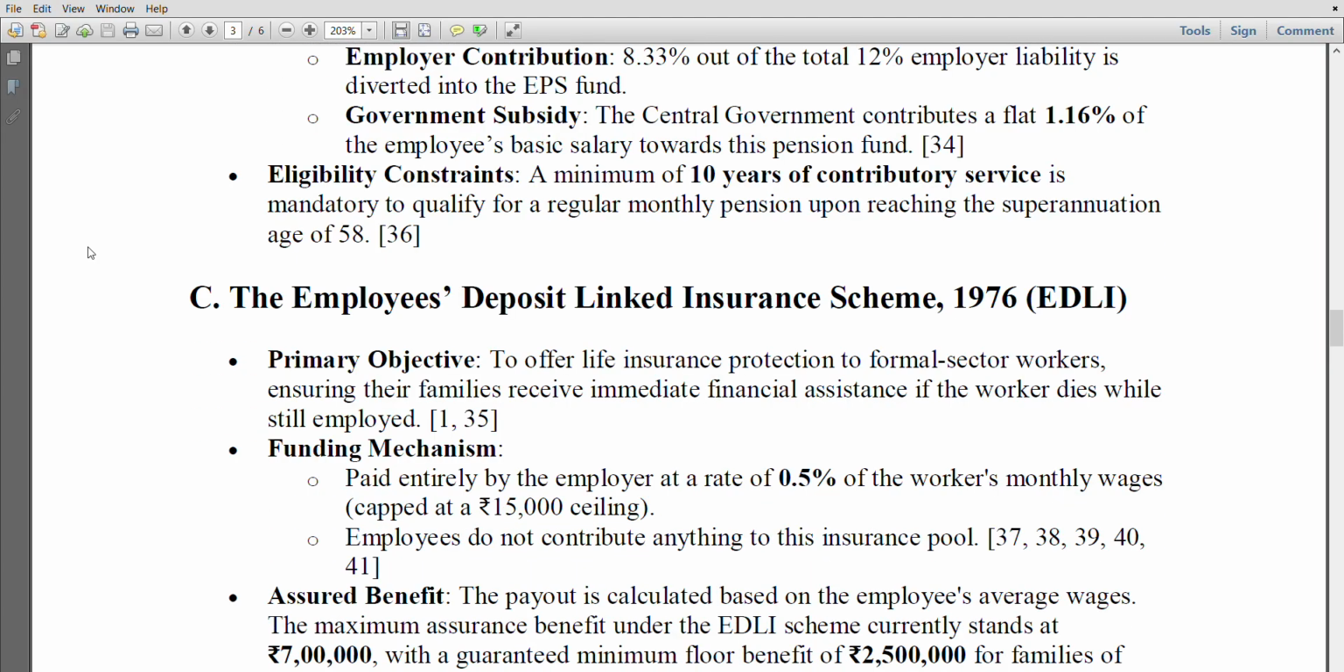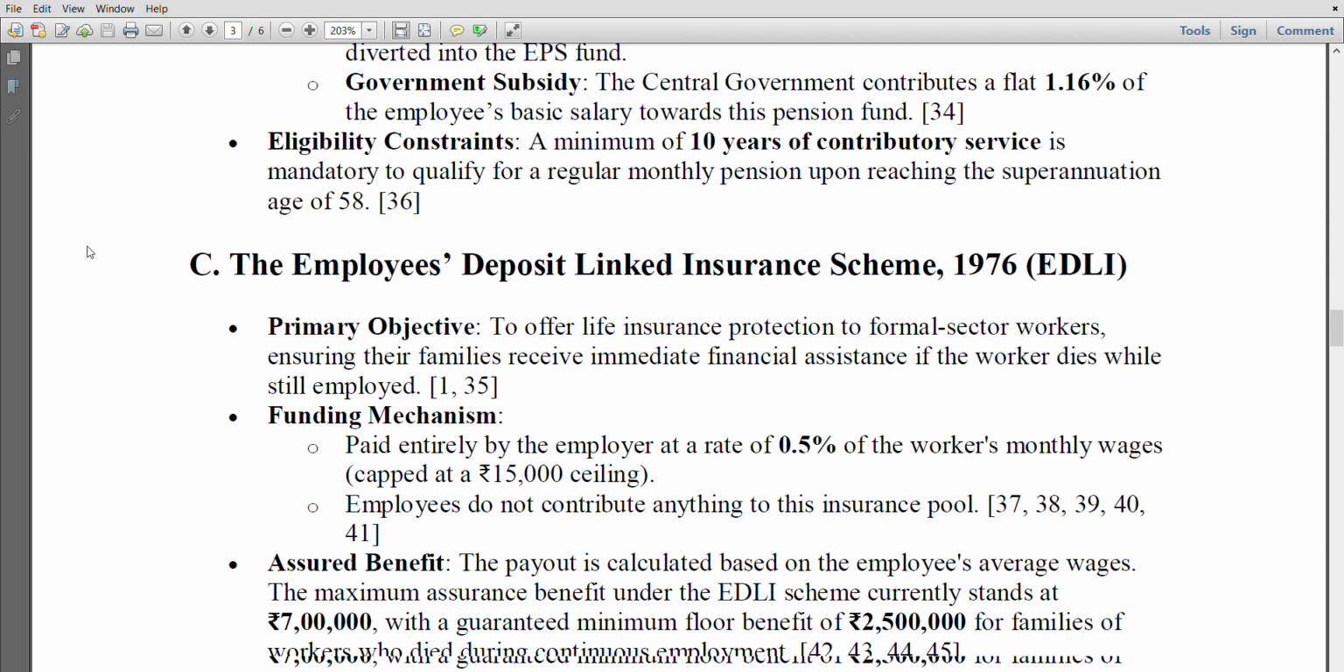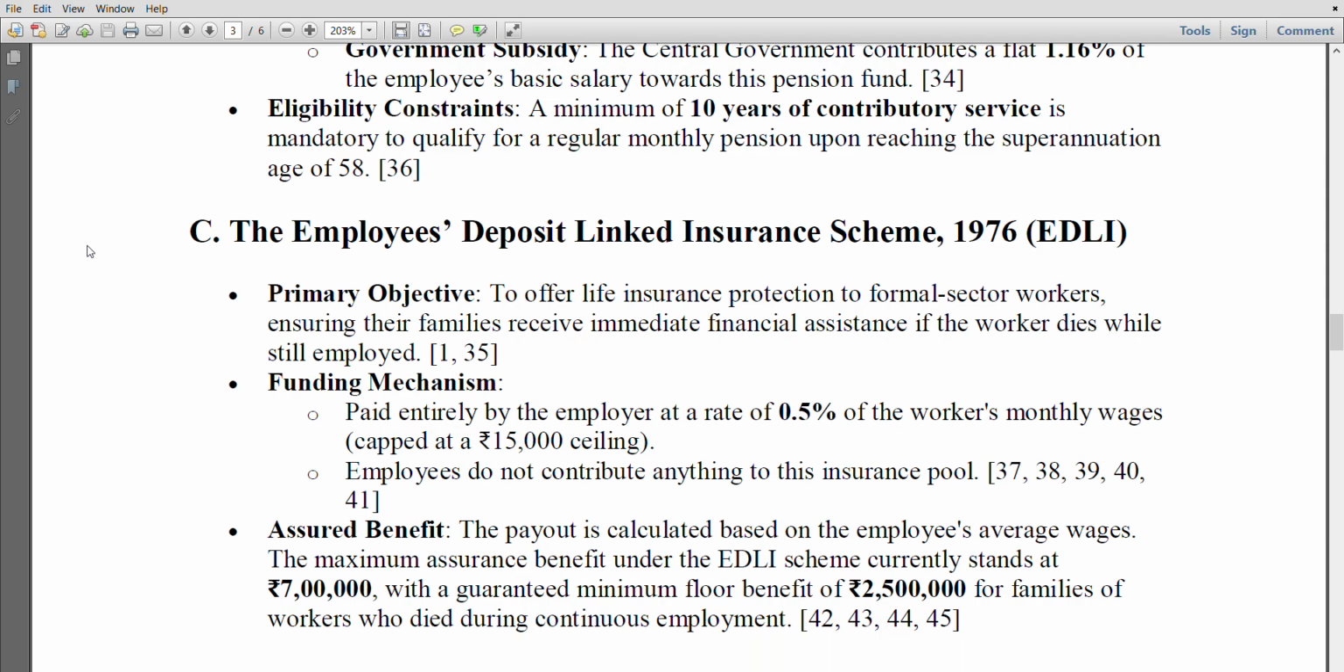The third scheme is the Employees Deposit Linked Insurance Scheme 1976, EDLI. Primary objective: to offer life insurance protection to formal sector workers, ensuring their families receive immediate financial assistance if the worker dies while still employed. Funding mechanism: paid entirely by the employer at a rate of 0.5% of the worker's monthly wages, which is capped at the 15,000 rupees ceiling. Employees do not contribute anything to this insurance pool.